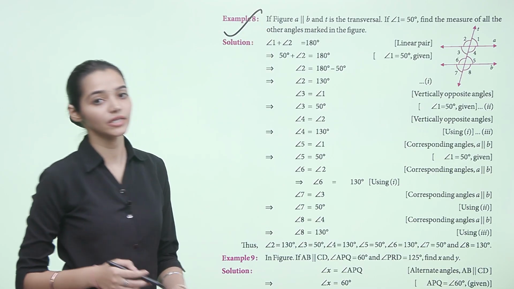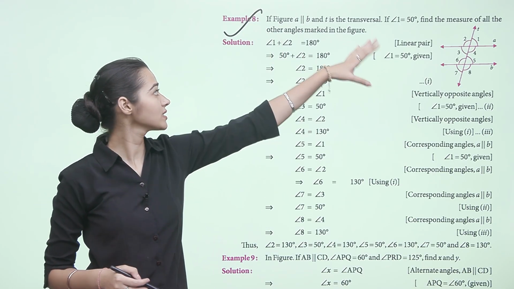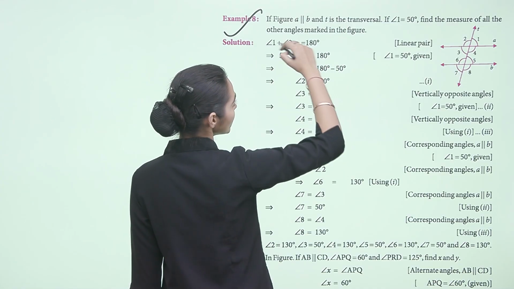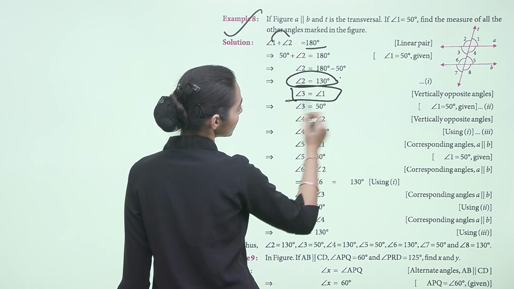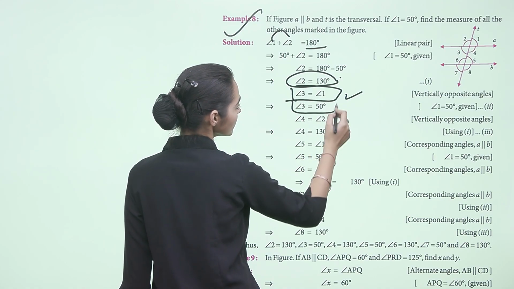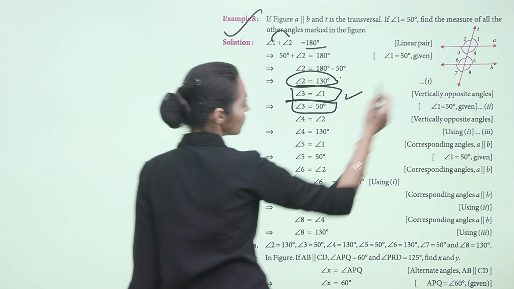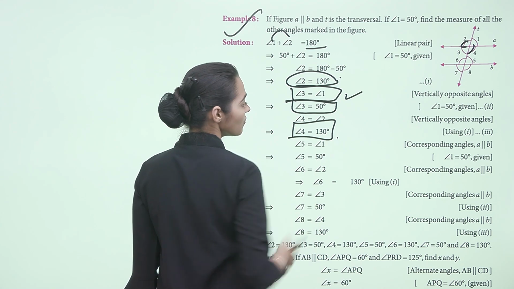Next is our example number 8. Here in this figure, A parallel B, T is transversal. Angle 1 is given. We have to find all the other angle measures. Now we know that angle 1 and 2 forms a linear pair. So angle 2 is 130 degree and angle 3 equal to angle 1. That means vertically opposite. So angle 3 is 50 degree. And we know that angle 4 is equals to what? Angle 2. Why? Because of vertically opposite angles. So angle 4 is also 130 degree.